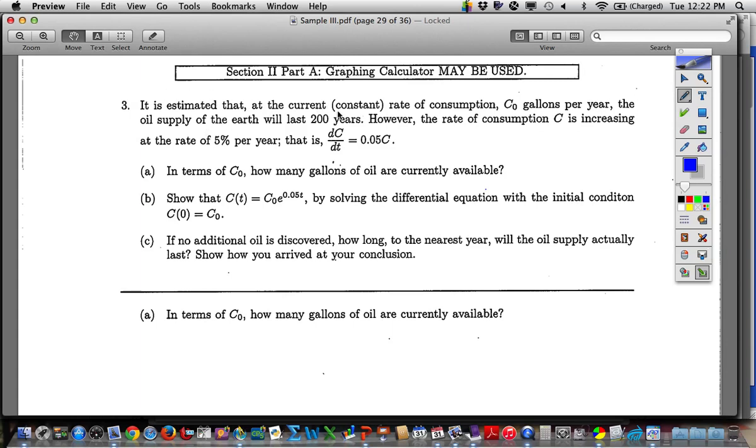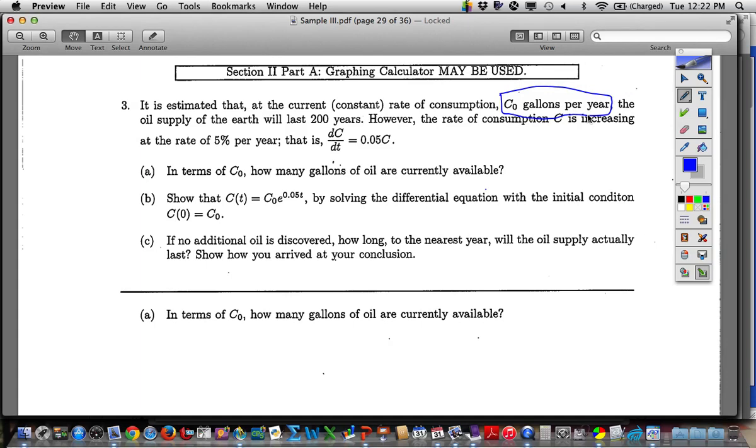It says it's estimated that our current rate of consumption is C sub 0 gallons per year. It's important to understand that that's gallons per year, that's C sub 0, so we're going to pay attention to those units. The oil supply of the earth will last 200 years. However, the rate of consumption, C, again, C is a rate here. It's kind of unfortunate they use capital C as a rate. If capital C is gallons per year, then what would be gallons?